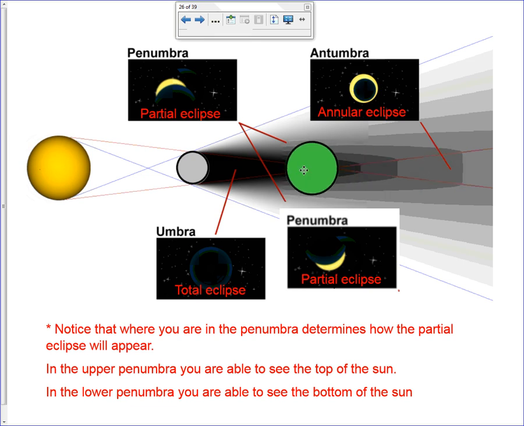What's important to note here is that where you are in the penumbra determines how the partial eclipse will appear. In the upper penumbra, you're able to see the top of the sun, and the bottom of the sun is blocked out. In the lower penumbra, you're able to see the lower part of the sun, but the upper part of the sun is blocked out.